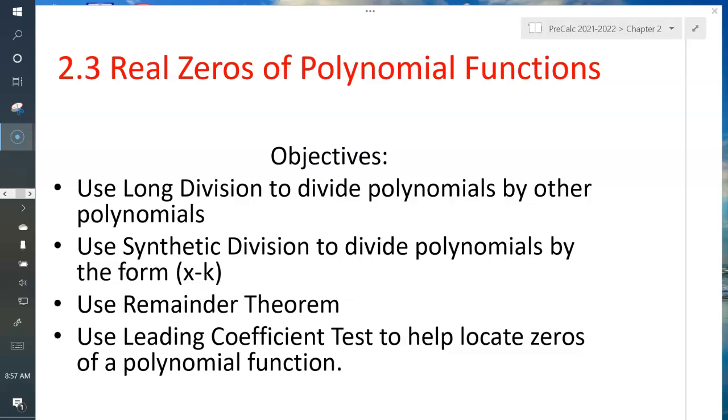Hello, this is Mrs. Snook with Section 2.3, Real Roots of Polynomial Functions. Our objectives today are to use long division to divide polynomials by other polynomials. We can also do the same thing with synthetic division, and we're going to also use the remainder theorem. That's a nice way to use synthetic division to evaluate a function. And lastly, we're going to use the leading coefficient test to help us locate zeros of a polynomial function.